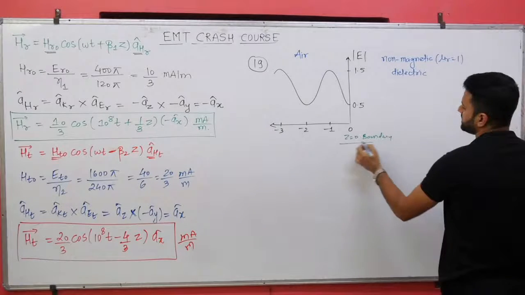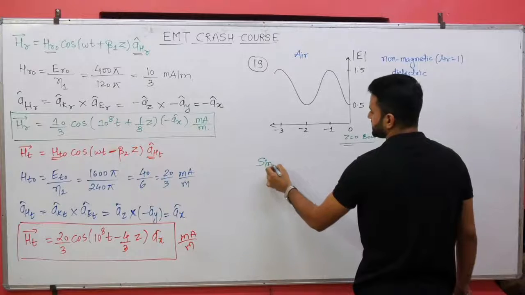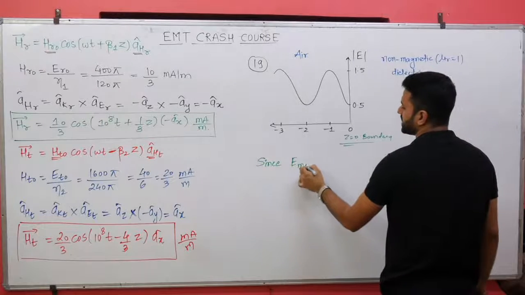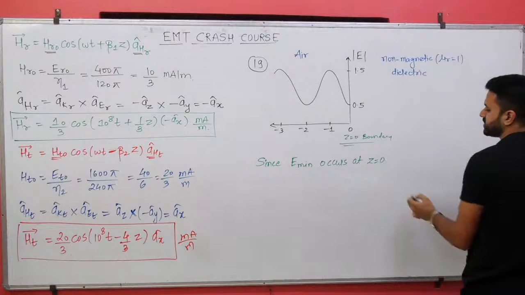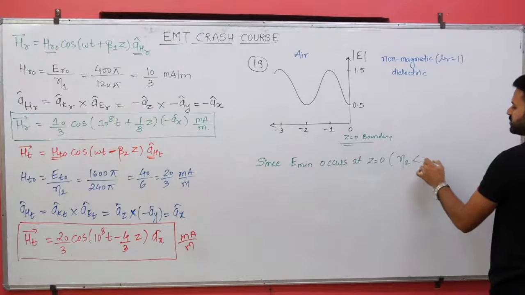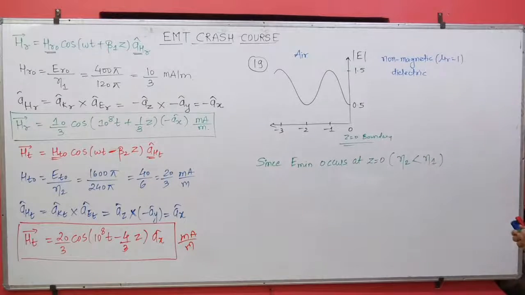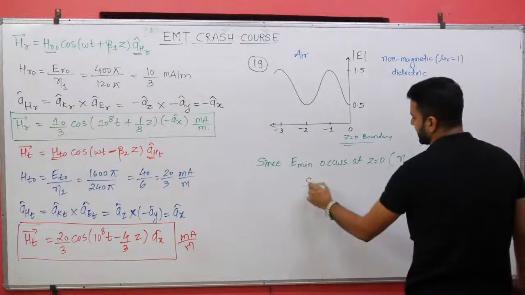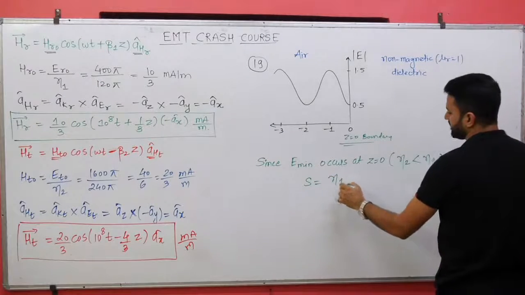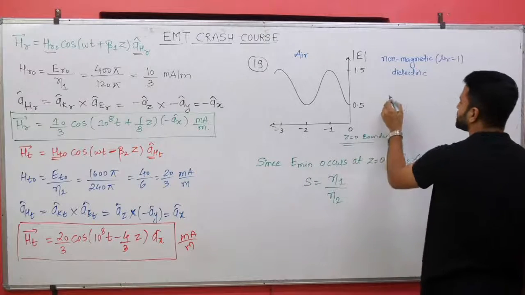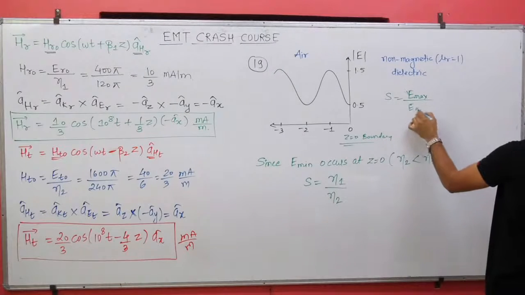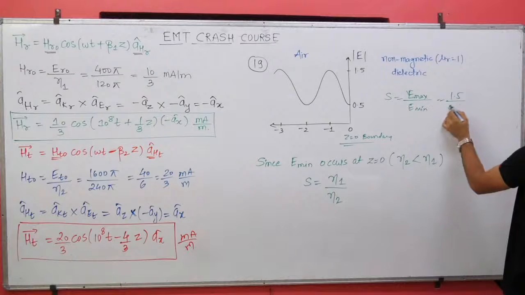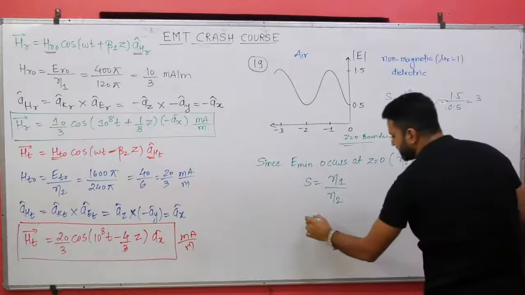So as we can see, since E minimum is occurring at the boundary, E minimum occurs at the boundary at z equal to 0, we will conclude that eta 2 is less than eta 1. So now the standing wave ratio is eta 1 divided by eta 2. And what is that standing wave ratio? Standing wave ratio is nothing but maximum electric field divided by minimum electric field. So 1.5 divided by 0.5, that is equal to 3. So standing wave ratio is 3.